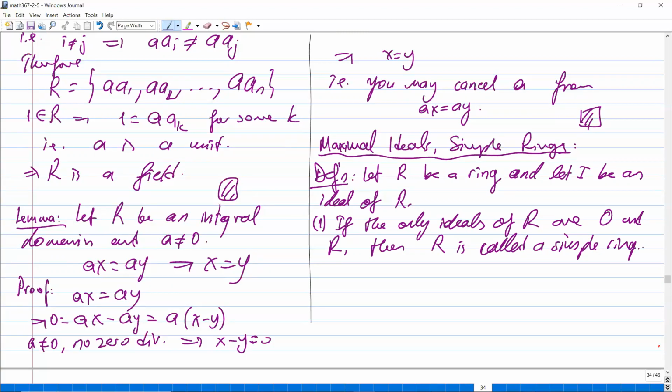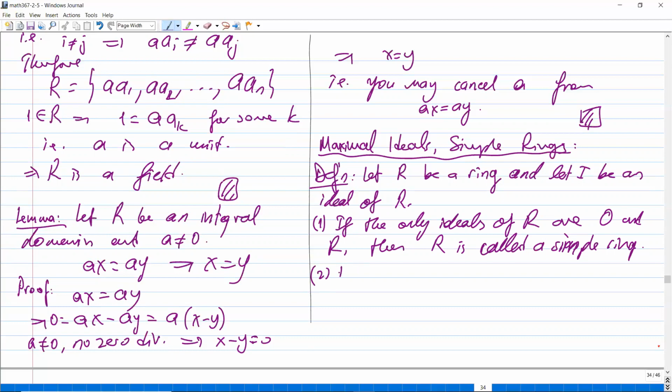A simple group means it has only trivial normal subgroups, the trivial group and the group itself. It is just like that, this definition. Ideals correspond to normal subgroups.